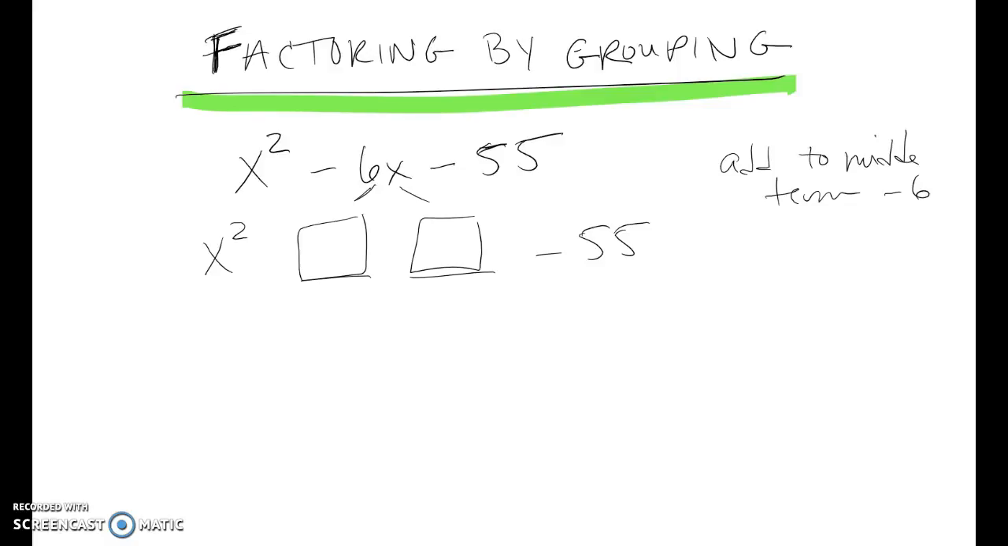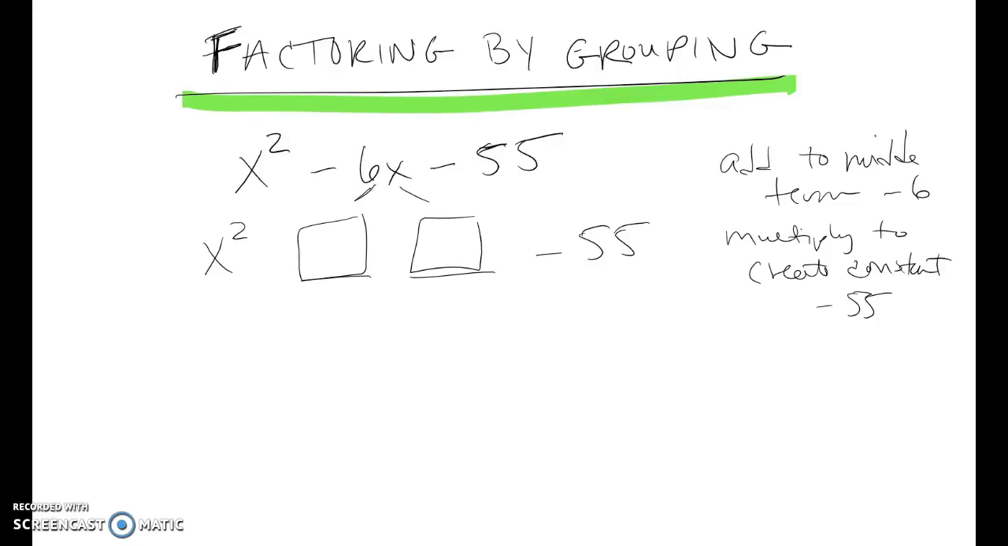You're breaking it into two things that add up to -6, but they also need to multiply to make the constant at the back. There's my lovely handwriting. If you can't read it, it says add to the middle term, which is a -6, and multiply to create the constant in the back, that's a -55.